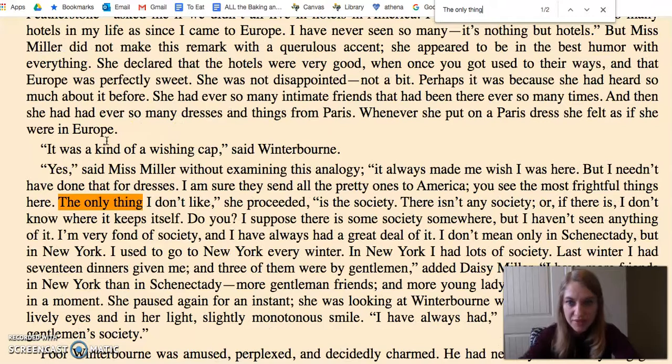I'm going to look up "the only thing I don't like." This is what she's talking about, her experience in Switzerland. The only thing she doesn't like is the society. She says there isn't any society, or if there is, "I don't know where it keeps itself." So we see here that she's a little bit of an outsider. As an American, she doesn't quite know how to fit in. This also plays into the plot and the tensions between them.